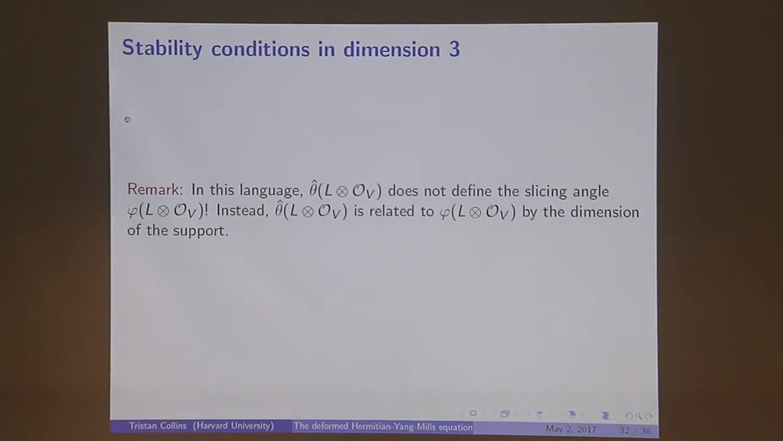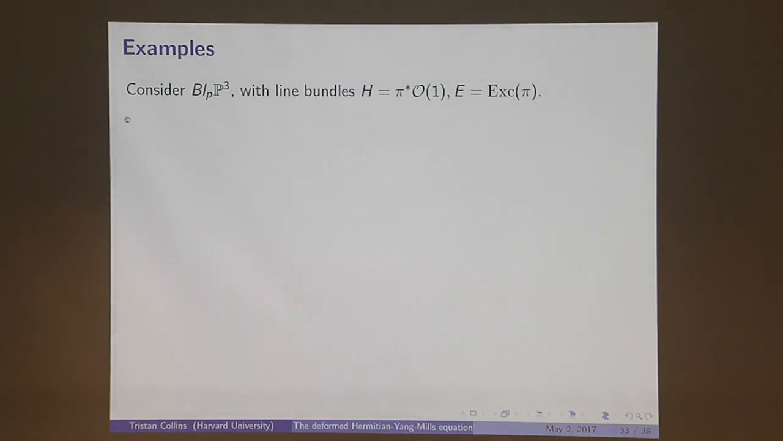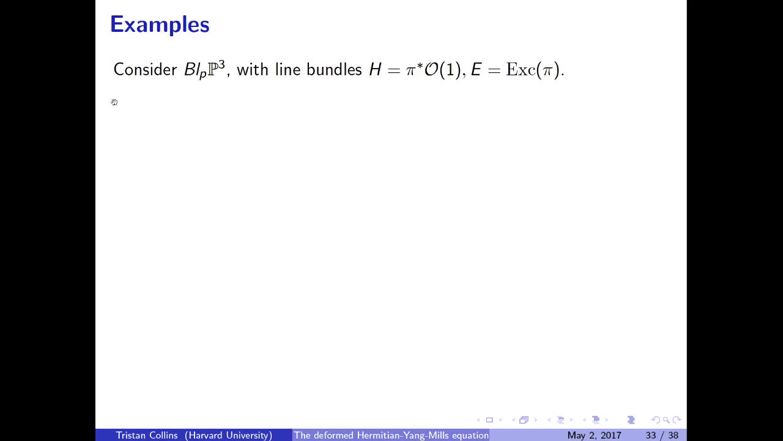Okay, so a remark for people in the audience who are familiar with this Bridgeland stability stuff is that I'm not claiming that these angles that we get out of the deformed Hermitian Yang-Mills equation define the slicing angle in a Bridgeland stability equation. In fact, the relation between these two is dependent on the dimension of the support. So just a technical detail. Okay, so let me do an example to convince you that we can compute these kinds of things.